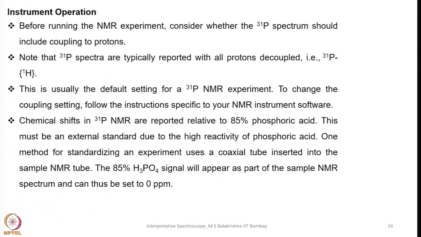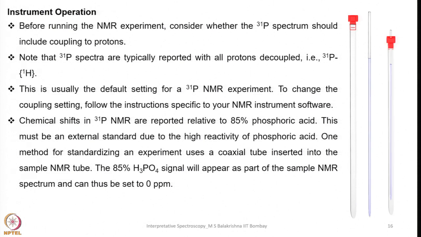Chemical shifts in 31P NMR are reported relative to 85% phosphoric acid. This must be an external standard due to the high reactivity of phosphoric acid. One method for standardizing an experiment uses a coaxial tube inserted into the sample NMR tube I showed you in the last slide. So the 85% phosphoric acid signal will appear as a part of the sample NMR spectrum and can thus be set to zero. So when you are measuring, you can also see the signal due to phosphoric acid that you can set as zero, and with reference to that, other chemical shifts are automatically set. This is the capillary with phosphoric acid, a sealed capillary, and this can be inserted nicely.